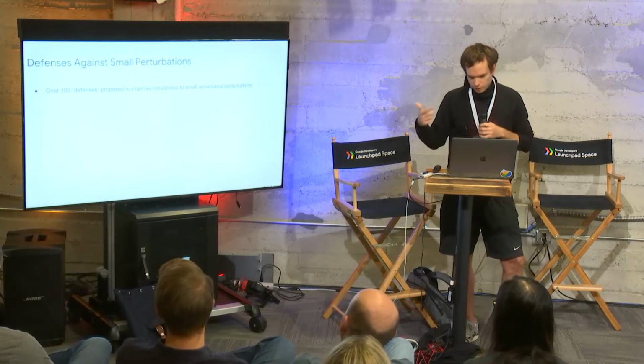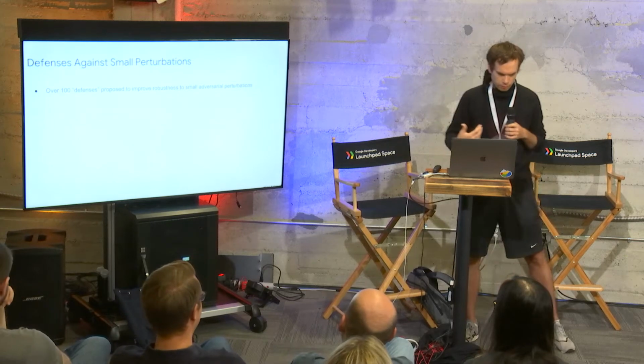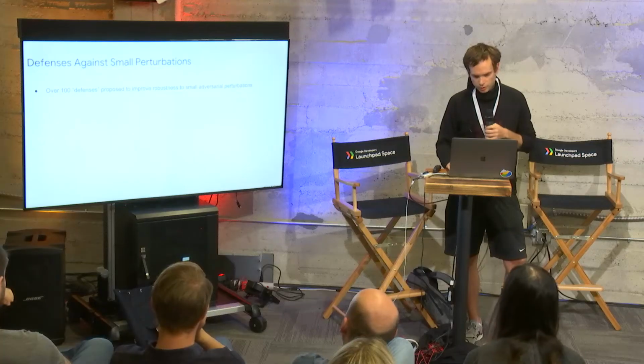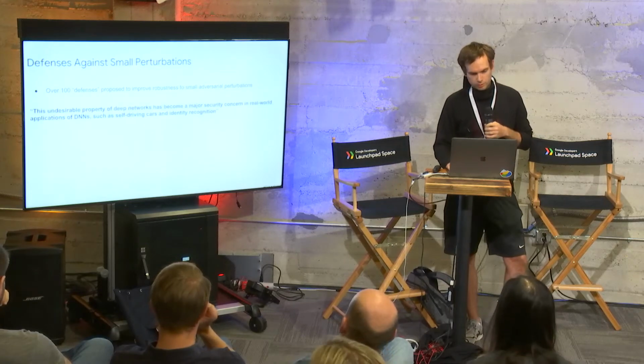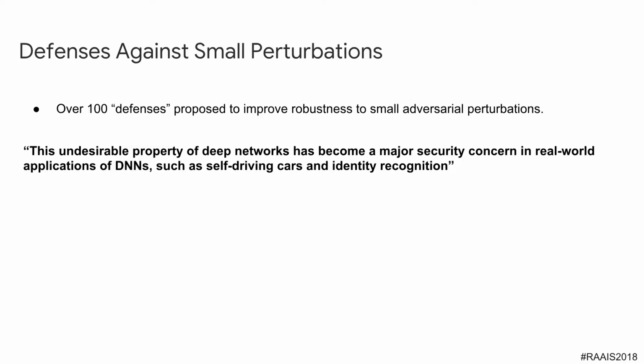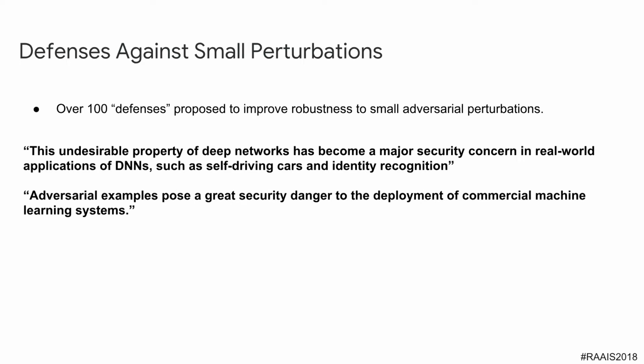Since their discovery, there's been a ton of papers trying to defend against this. There are 100 defenses proposed to try to improve robustness to small perturbations. And if you read these papers, you'll see quotes like, this undesirable property of deep networks has become a major security concern in real-world applications, such as self-driving cars and identity recognition, and adversarial examples pose a great security danger to the deployment of commercial machine learning systems.